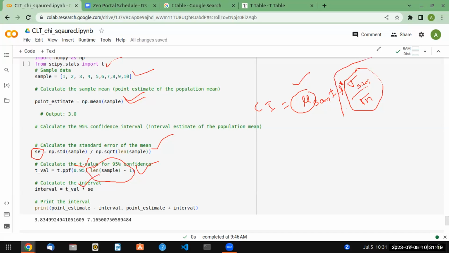This part is what I'm calling my interval, which is T star times the term that I circled, which is the standard error. So standard error is the part I circled. T star I got from the T table. Okay, interval I am calculating as T times standard error. Any query to understand this?